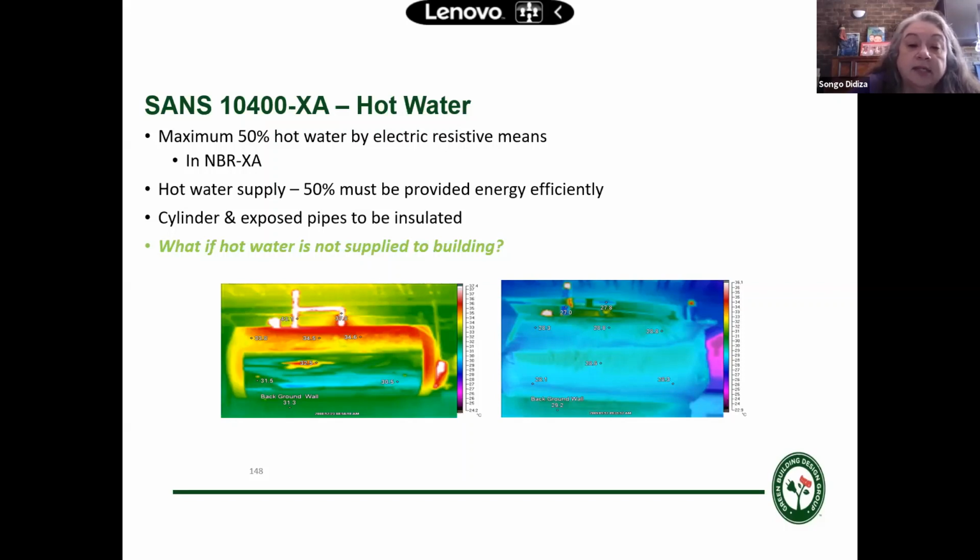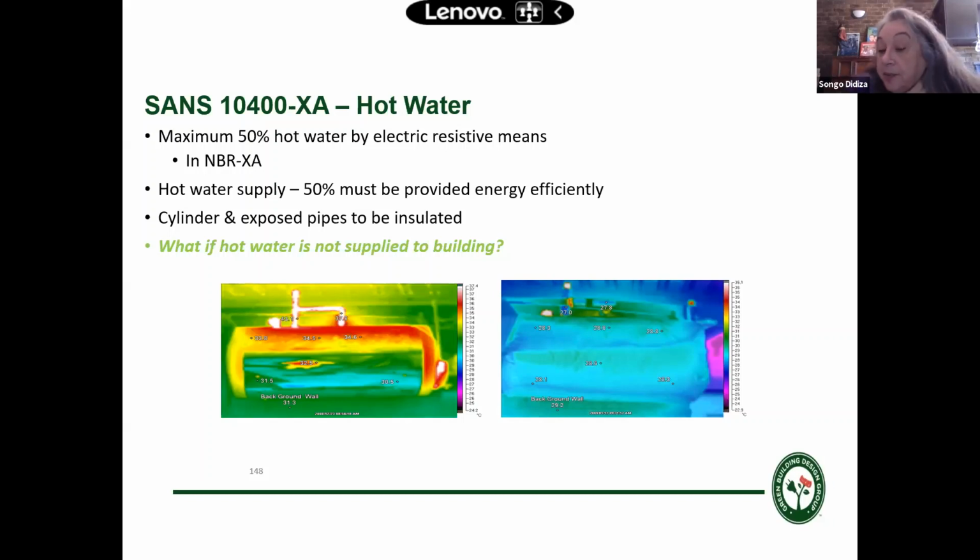So we look at insulating the hot water cylinder and the exposed pipes. When we say exposed pipes, we look at insulating 1 meter before the inlet, 1 meter of inlet water, and any exposed pipe that provides hot water must be insulated.